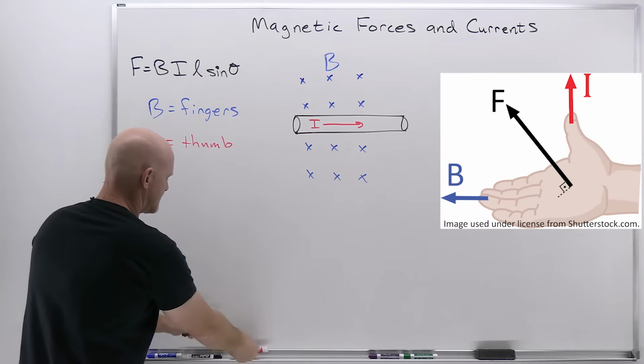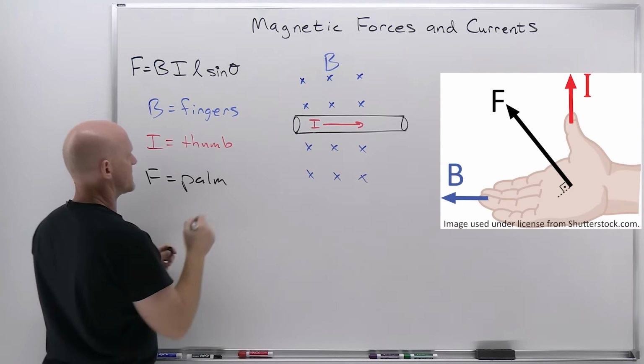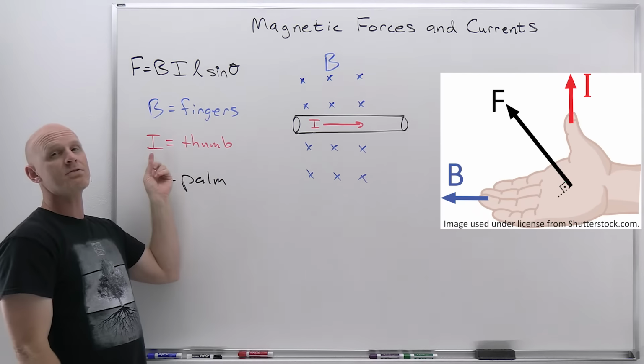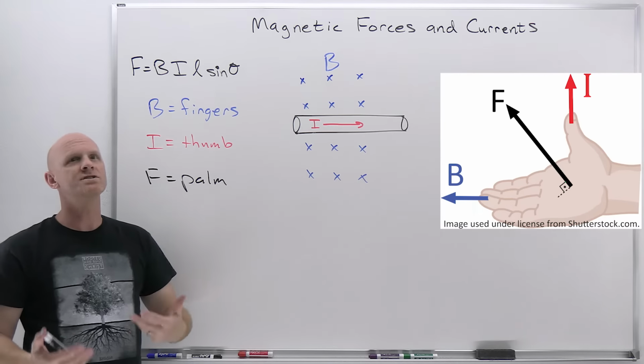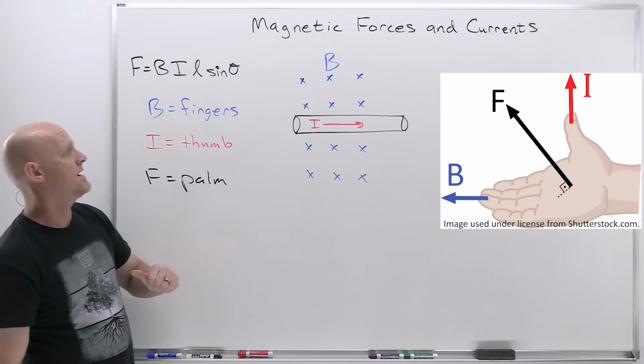So, and then that's going to leave force coming out our palm. And so the only difference here from the right-hand rule we learned before is that instead of the velocity of the moving charges, it's now the current. But the current points in the direction of the velocity of these imaginary positive charges, so it works.